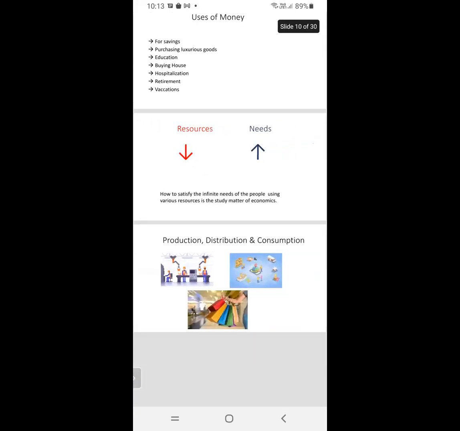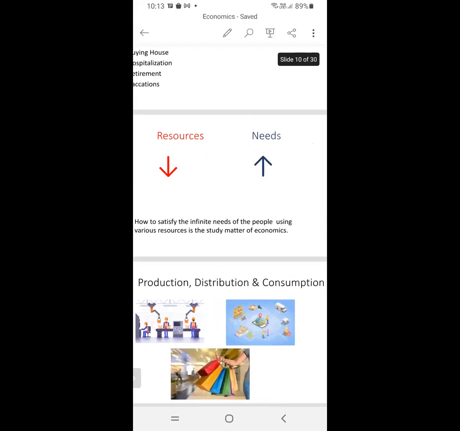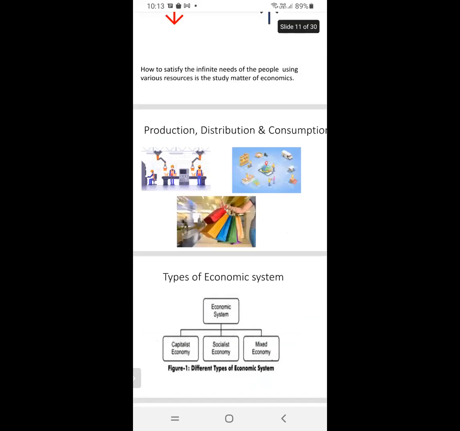So resources mean what? Needs mean what? How to satisfy the infinite needs of the people using various resources is the study matter of economics. Our wants never come to an end, but we can control ourselves. Then another very important criterion in economics is production, distribution, consumption. Production, distribution, and consumption are very closely related to our wants and our needs.